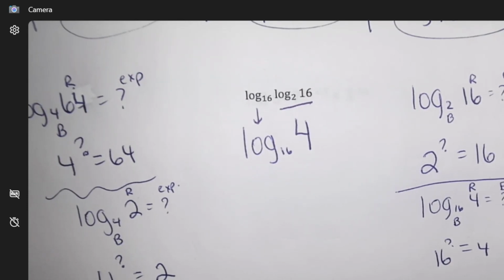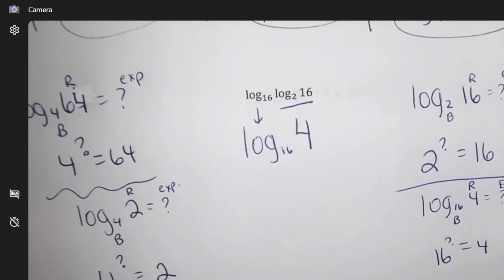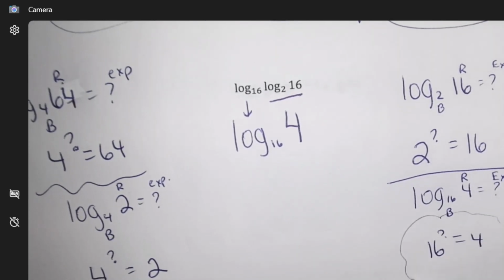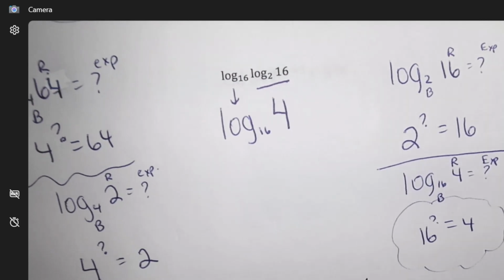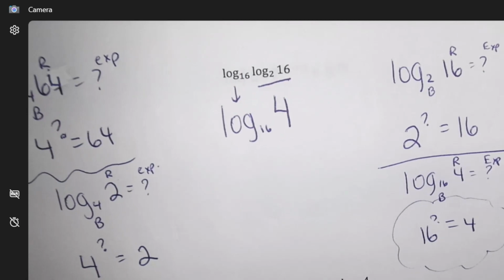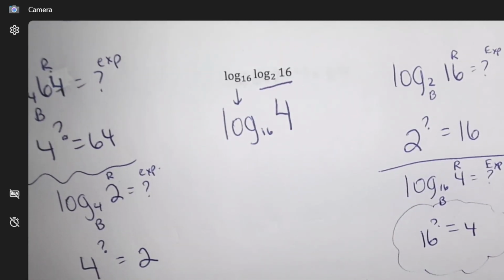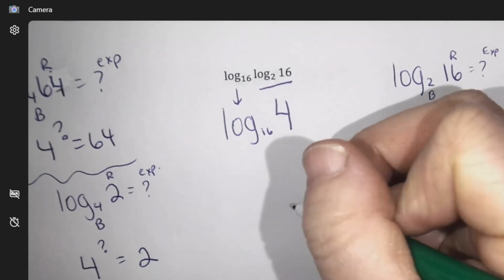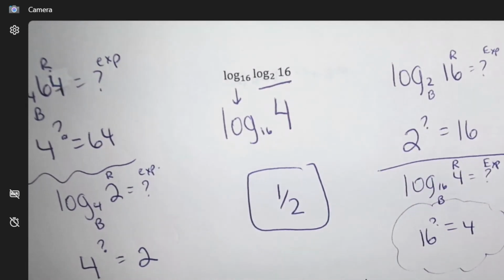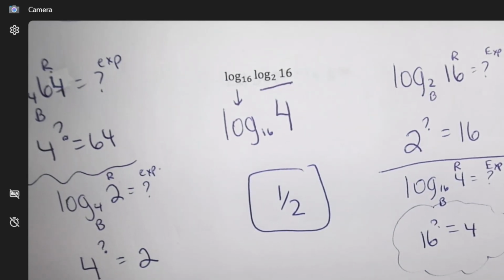So now I have a new question. The base was 16 and the result was 4. So again, this is what my brain is doing. That's what I'm visualizing every time. 16 to the what? Square root of 16. Okay, square root is the same as a half, right?